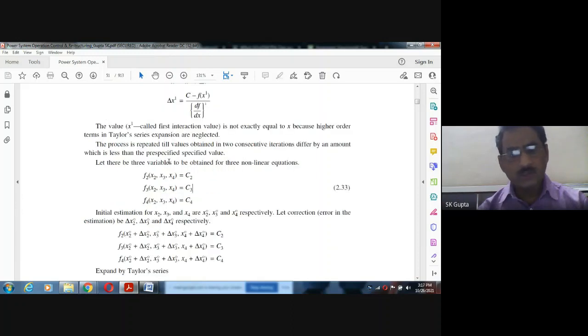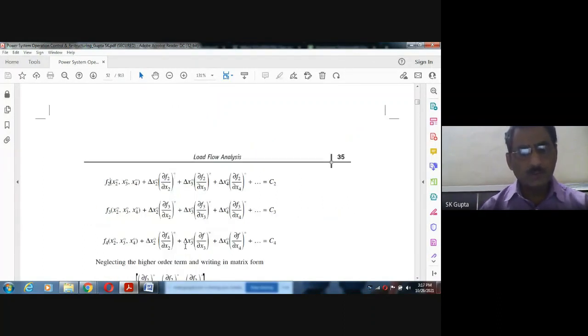But in this case, f is a function of x2, x3, x4. More variables are there, so in place of differentiation, we will do partial differentiation. Means we will differentiate this with respect to x2, with respect to x3, with respect to x4. While differentiating with respect to x2, x3 and x4 will be considered as constants. Similarly, while differentiating f3 with respect to x3, the others will be considered constant, and we will assume x2 and x4 as constants. Similarly for x4. In this way, now we do the expansion like this.